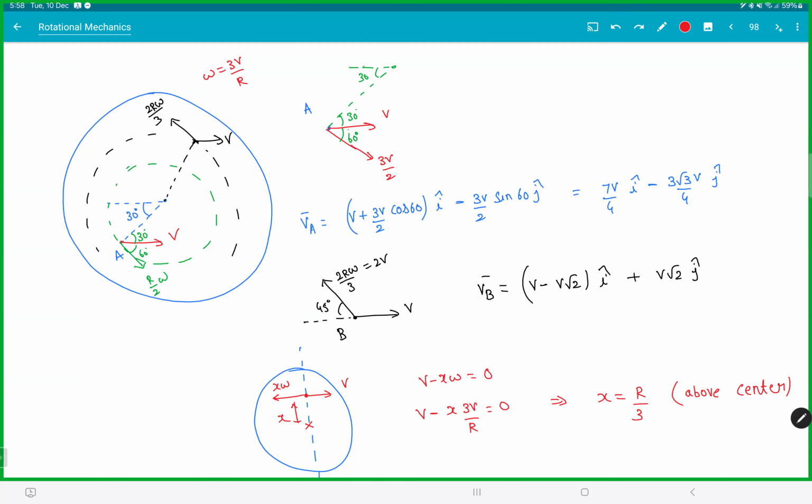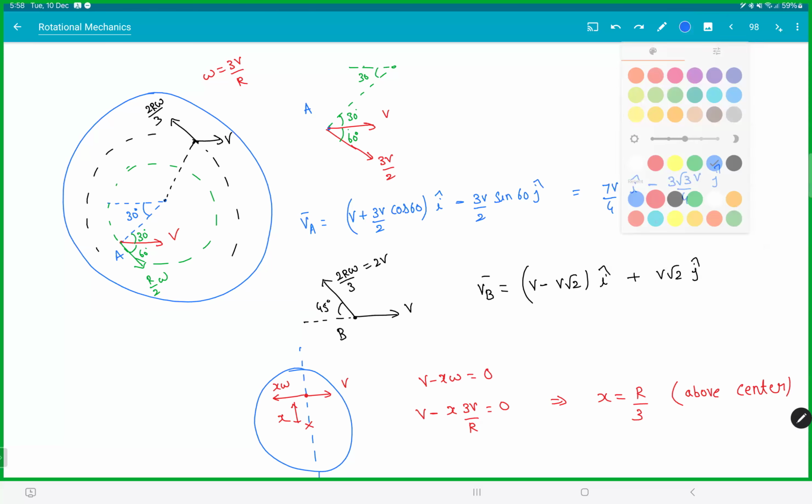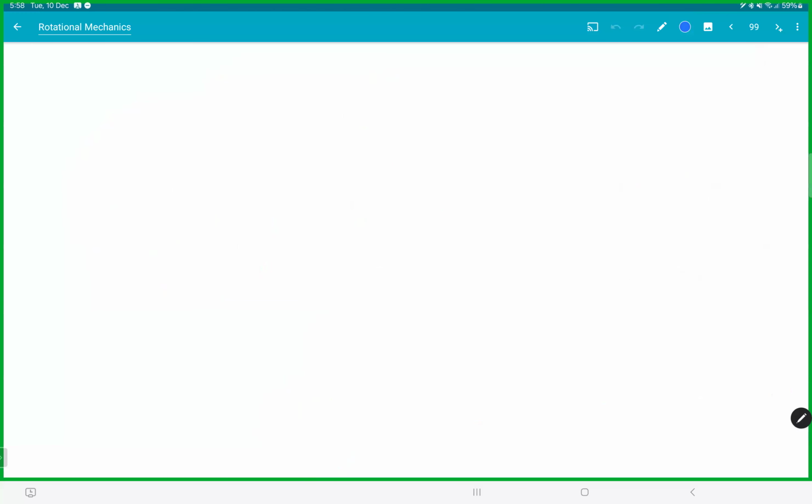Clear? Devika, Devansh, Arush, Adi, Ansh, clear with this. Next one. Acceleration profile. So this is the velocity profile we saw.